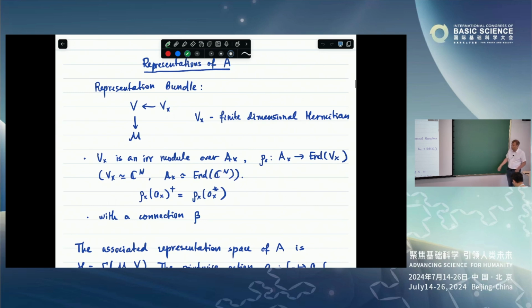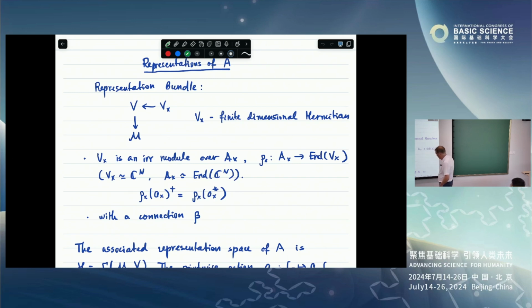So now we have an algebra. Anyone who is familiar with representation theory knows that once you have an algebra, you have to study its representations. There is no other way. So what is the representation of such an algebra? The most natural thing would be to say that we have a representation bundle, which is a vector bundle over M, where each fiber is a module over the corresponding fiber of the bundle of hybrid observables. In our case, it's a finite dimensional Hermitian space, which is isomorphic to Cn.